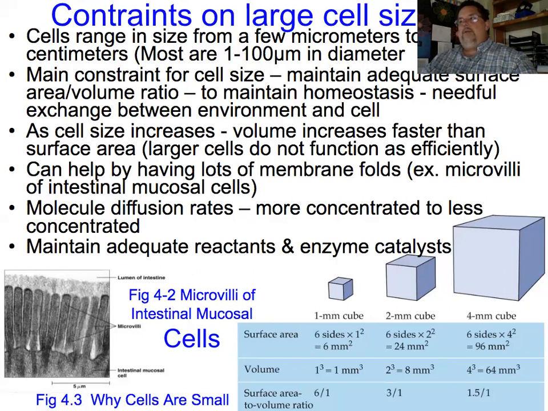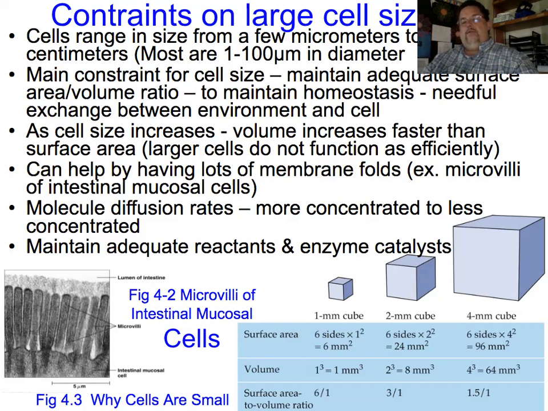And so what happens when a cell gets too large is that the diffusion rate slows down, making it harder and harder for enzymes and homeostasis and all the things that a cell needs to do to survive. Cells do much better when they stay small and have a large surface area relative to the volume of the cell. So if you look at these millimeter cubes, you can see that the bigger the cube gets, the volume increases dramatically more than the surface area. And that's what this is showing you.